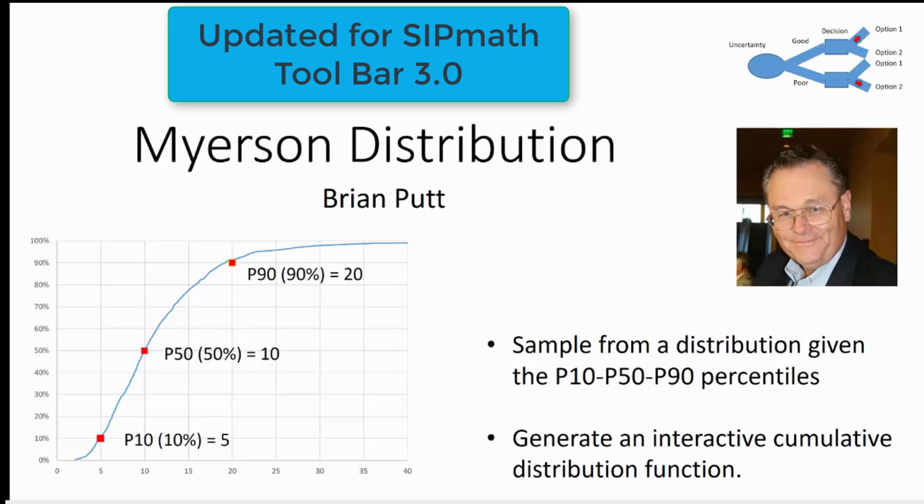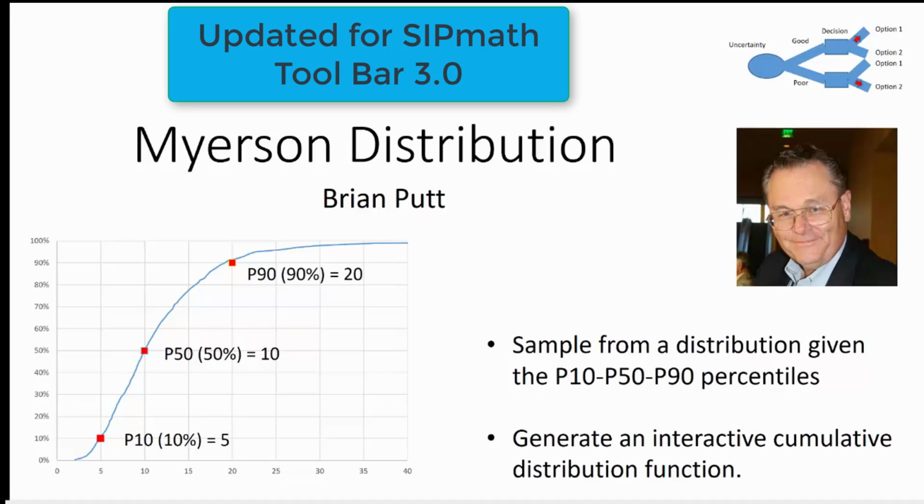Why is this important? Oftentimes we have subject matter expert input that reflects P10, P50, P90 percentiles. And what we want to do is sample from that distribution. The Myerson distribution easily allows us to do that. And we'll use SIPmath to generate the Myerson distribution from those P10, 50, 90s.